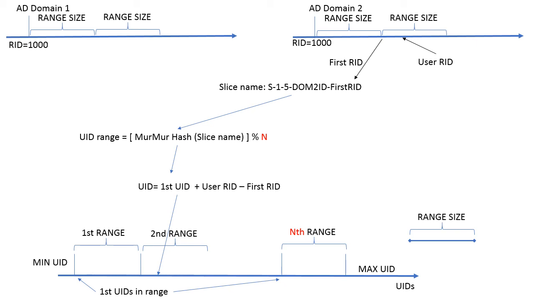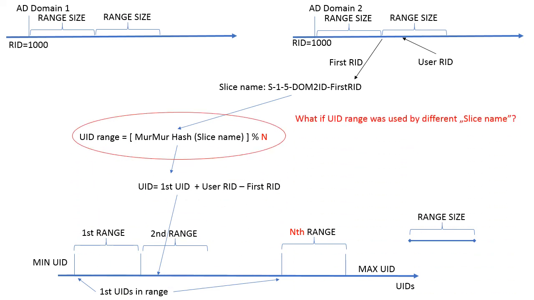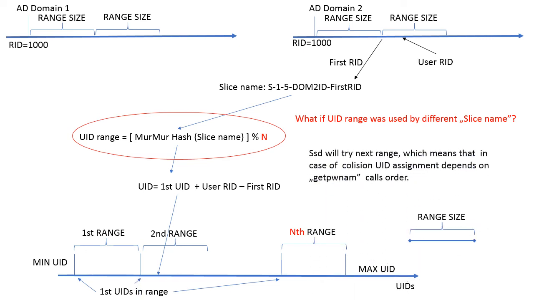So if we have a lookup for another user that is in this range, it will go into the second range of our UIDs. But what will happen if we have a collision here? The same UID range was selected. And of course it may happen, because murmur hash is a good hashing algorithm providing very random replies, but if you have a small number of ranges on the Unix side, then a collision may happen just because you're doing modulo 2 or modulo 3, something like this. Okay, in this case, SSSD will simply try the next range.